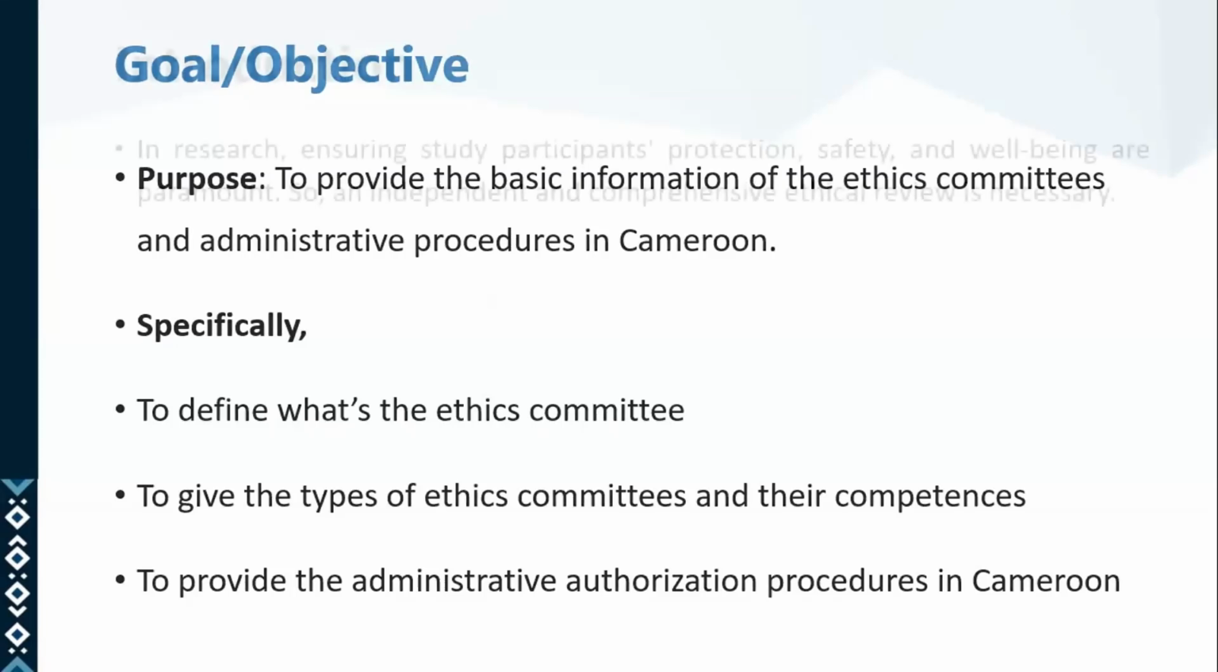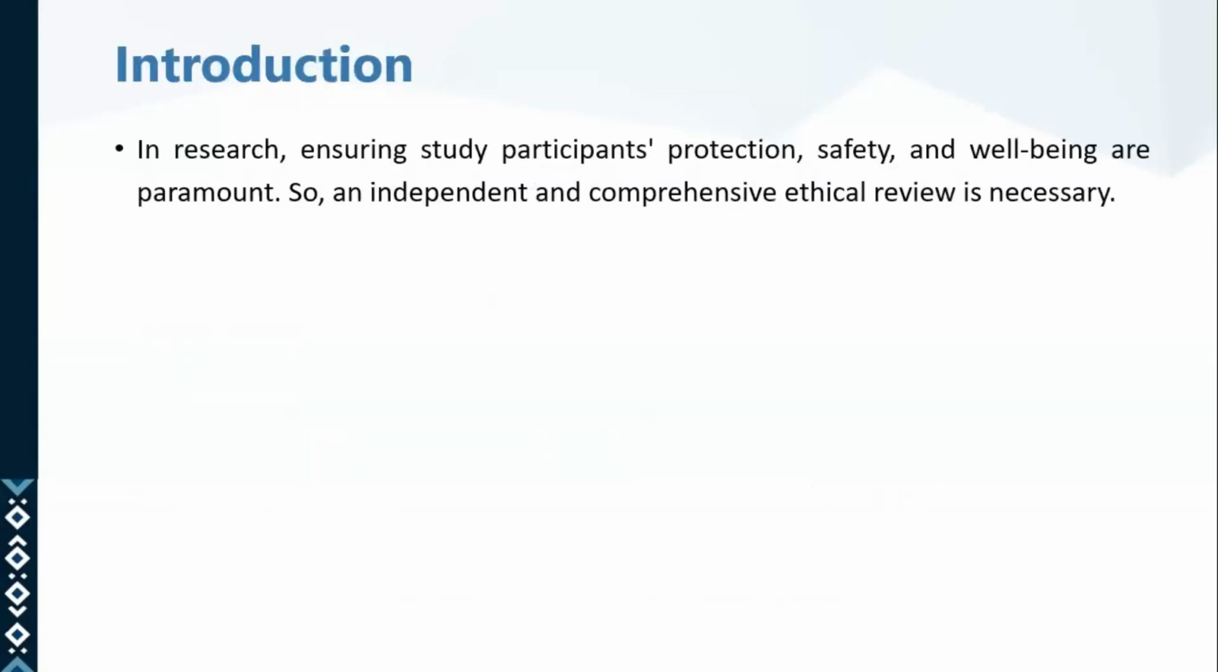As an introduction, in medical and public health research, ensuring study participants' protection, safety, and well-being is paramount. So an independent and comprehensive ethical review is necessary.